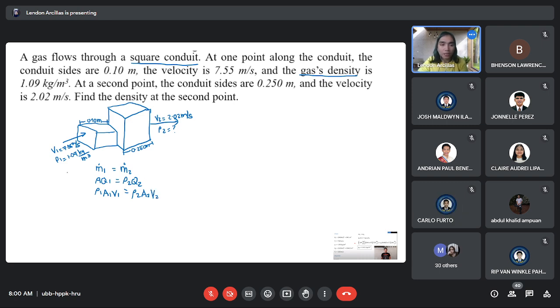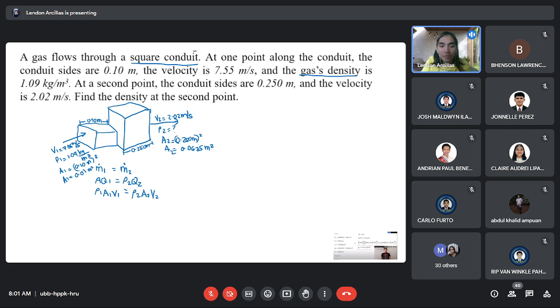I-solve muna natin yung area at the first one. Since this is a square, hindi na natin gagamitin yung pi r squared. So that is 0.10 meters squared. So that is the area of the square, or that is area 1 equal to 0.01 meters squared. Next is yung area 2 naman dito. That is 0.250 meters ang sides. Ang area niya, this is a square, is equal to 0.0625 meters squared.